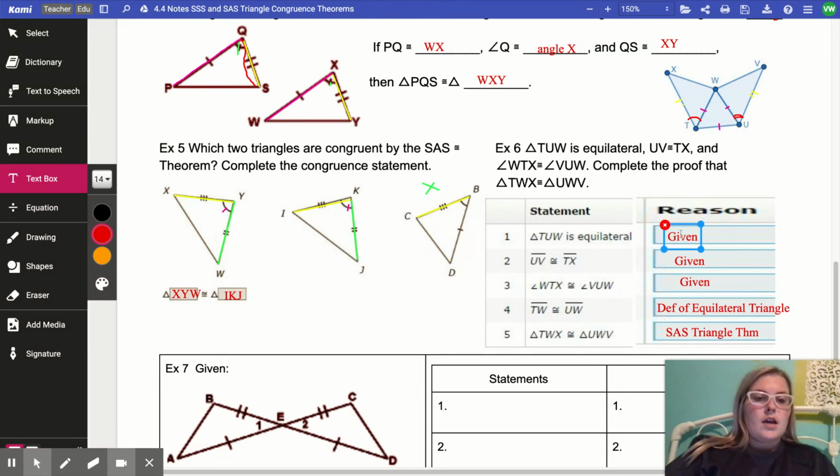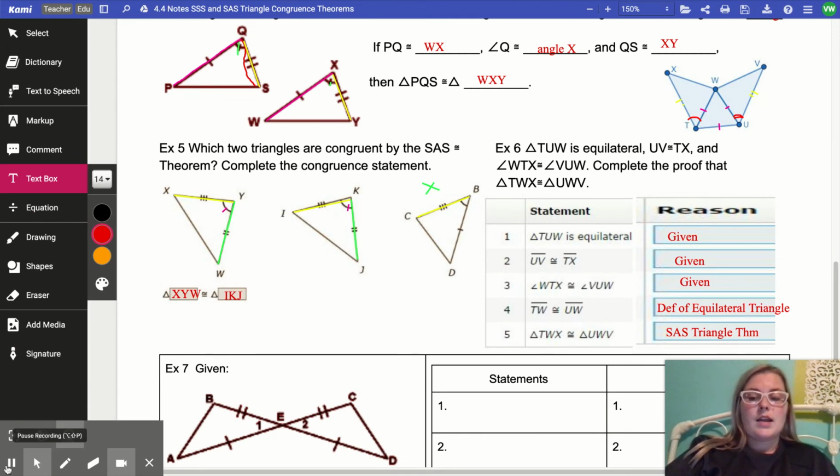And then lastly, we see our 2 triangles, TWX and UWV. They have XT congruent to VU, WT congruent to WU, and then we have our angles in between our 2 congruent sides. So then we have those 2 triangles being congruent by side, angle, side.